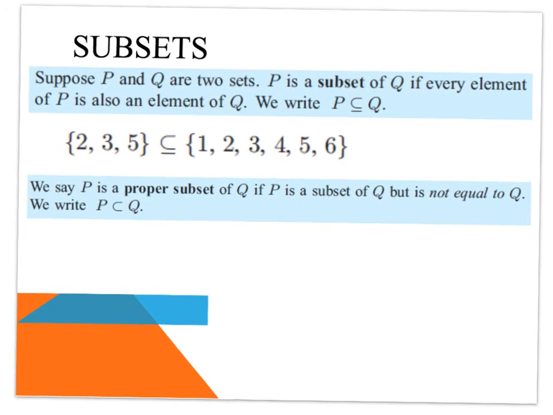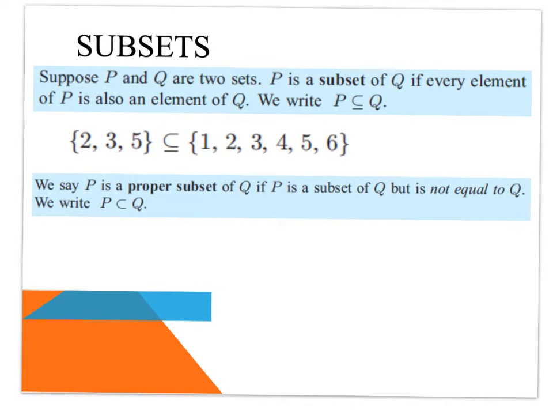So suppose P and Q are two sets. We have set P, we have set Q. P is a subset of Q if every element of P is also an element of Q. We can also think about this in English terms as P is inside Q. That means everything that's in P is also in Q.